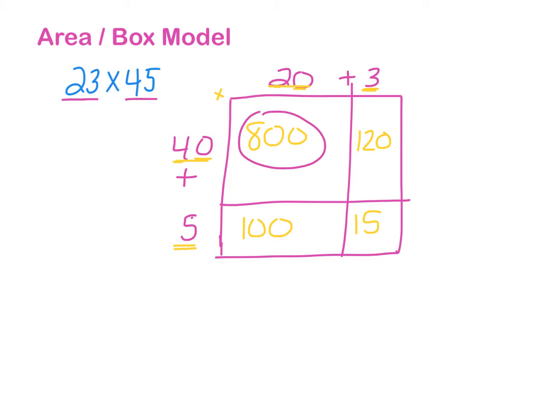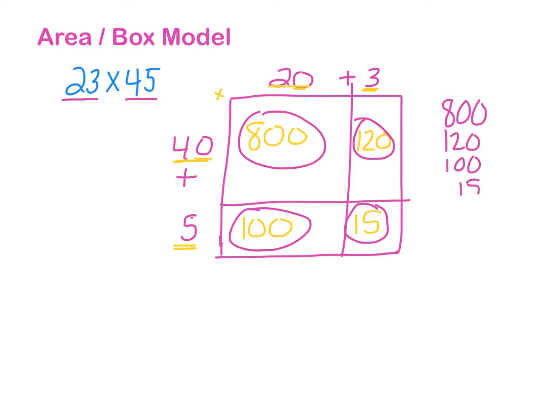Now we have to take these partial products and add them all up. You must make sure that the numbers are lined up starting in the ones place or it doesn't add up correctly. So our answer to 23 times 45 is 1035.